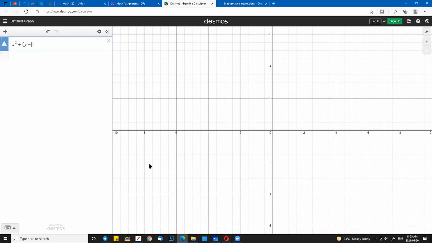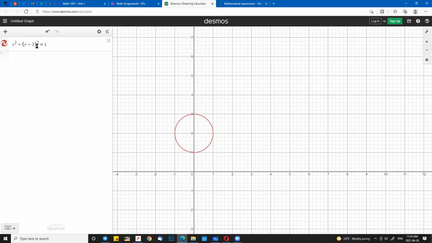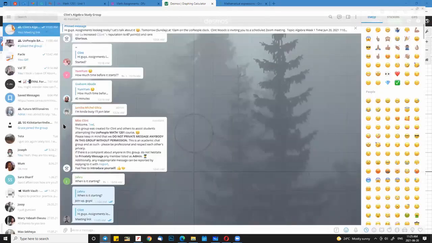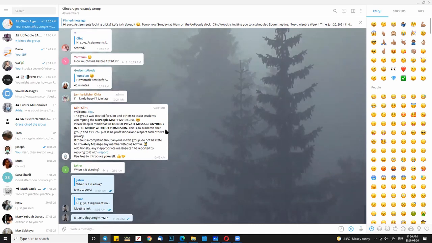Y minus 2, minus 2 to the power of square 2, that is equal to 1. Right? So that's how you do it in decimals. You just type it in like that. You know what? I'll copy it and paste it into Telegram. And you see it looks different in Telegram. That's okay. You just copy it just like that in decimals.